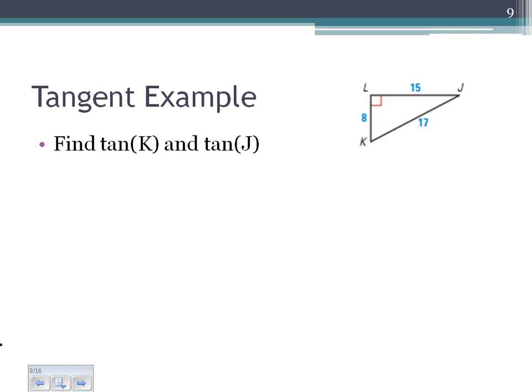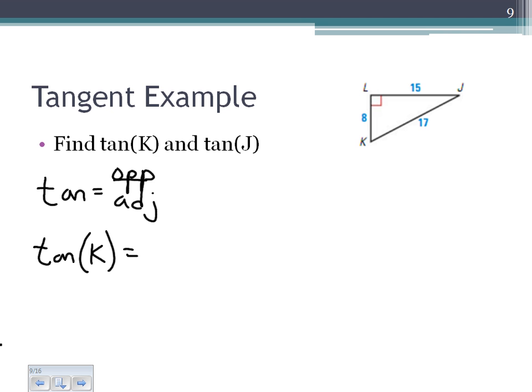Okay, can I get you started? Go ahead. Alright. So we're going to get started with tangent. So what is the definition, Khalil? Tangent equals? Opposite over adjacent. Okay. So if I want to do the tangent of K, which angle am I looking at? Which one is opposite of K? The 15. So this is opposite.